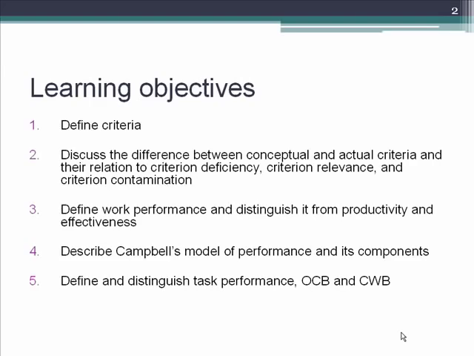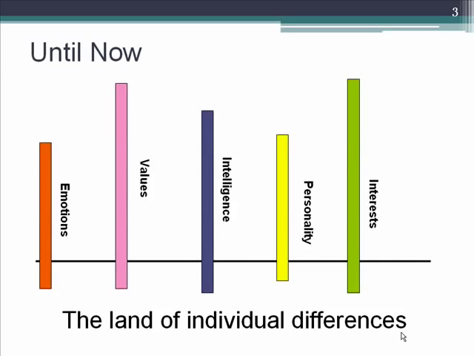I'd like for you to be able to define work performance and distinguish it from productivity and effectiveness. Then I'd also like for you to be able to describe Campbell's model of performance and its components, but also to define and distinguish task performance from what we call organizational citizenship behaviors and counterproductive work behavior.